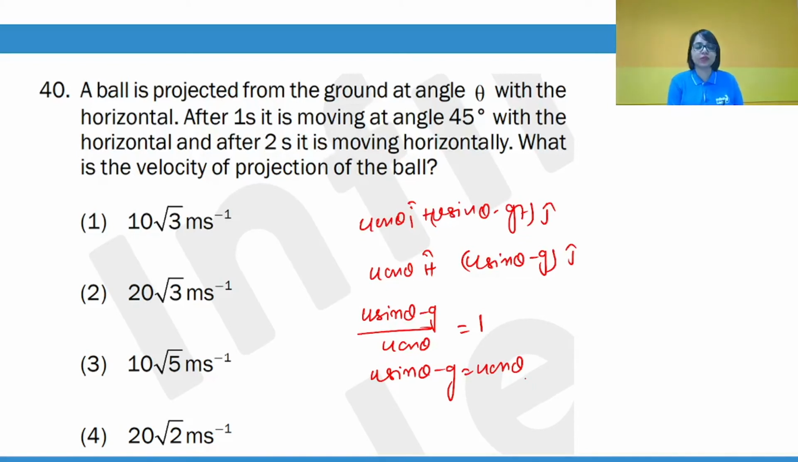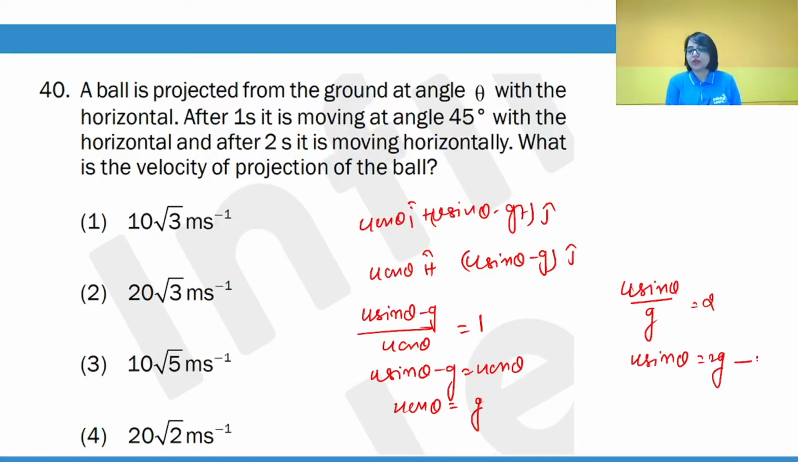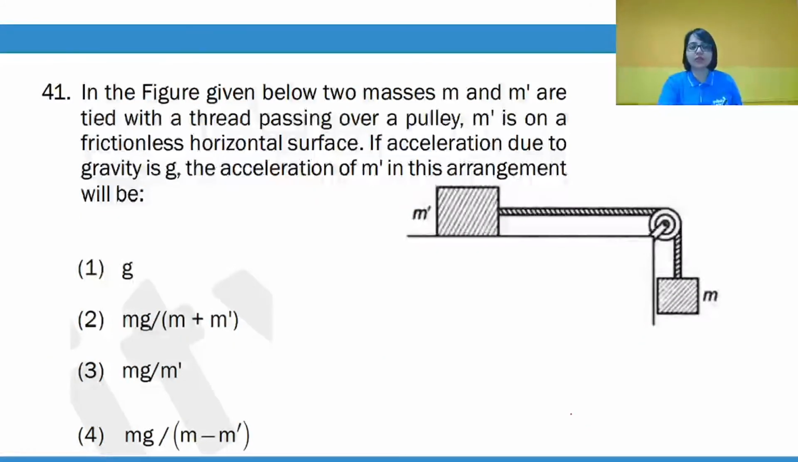After 2 seconds, it moves horizontally. That means only the horizontal component of the velocity is present. So 2 seconds is half of the time of flight. So half of the time of flight is u sin theta upon g, that is equal to 2. So u sin theta is equal to 2g. If you put the value of u sin theta in this equation, you will get u cos theta as g only. So you can square equations 1 and 2 and add these two equations to get the value of u. After squaring and adding, you get the value of u as 10 root 5 meter per second, which is option 3.